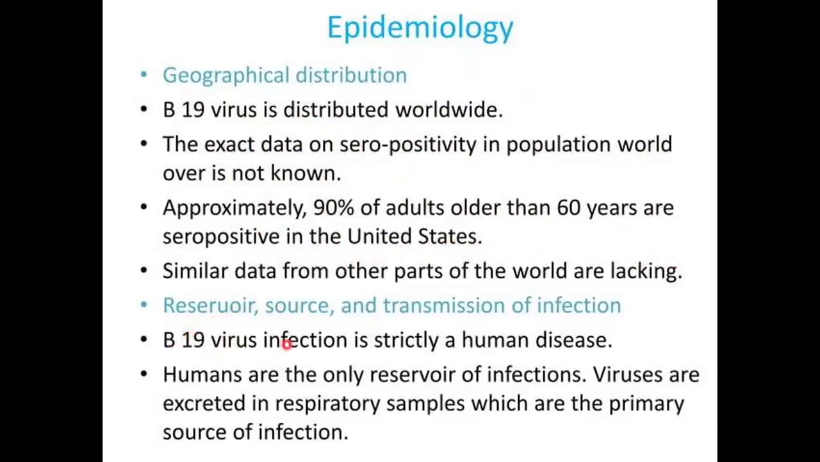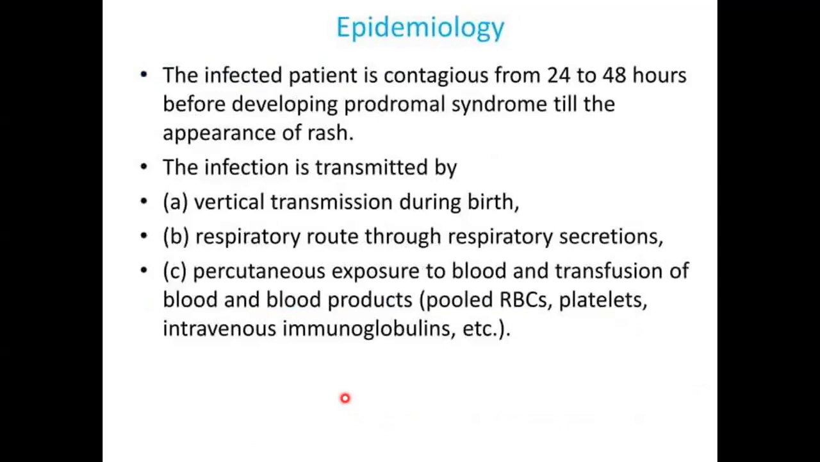So B19 virus infection is strictly a human disease. So it is not zoonotic, only affects humans. Humans are the only reservoirs of infection. Viruses are excreted in respiratory samples, which are the primary source of infection, as we had mentioned.